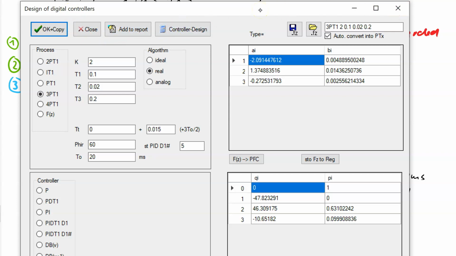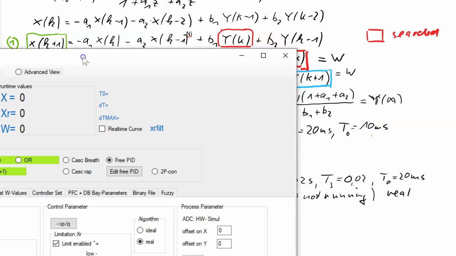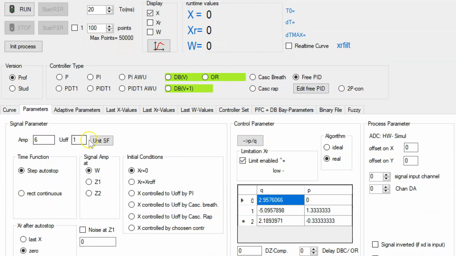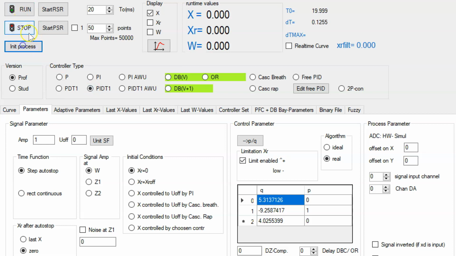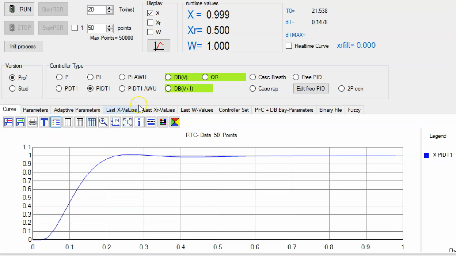I shift this box away and open the real-time function box. We want to have unit step function, reference step response, 20 milliseconds. I think 50 points are okay. I start with PIDT1, run the system, click on reference step response, and we see the curve of the PID with the 3PT1 system.